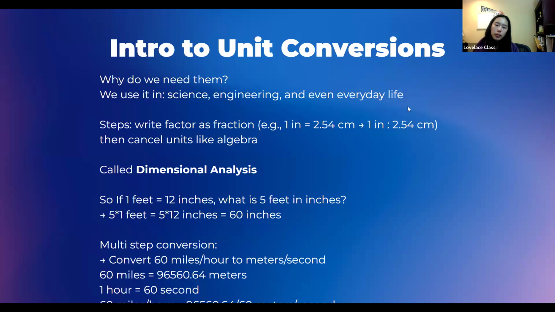And then you can multiply that over. So 5 times 1 foot would just equal 5 times 12 inches. And that equals 60 inches. So this is very common unit conversions, or I guess also called dimensional analysis.